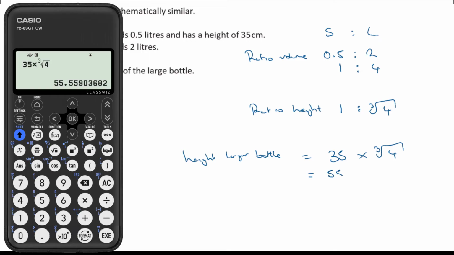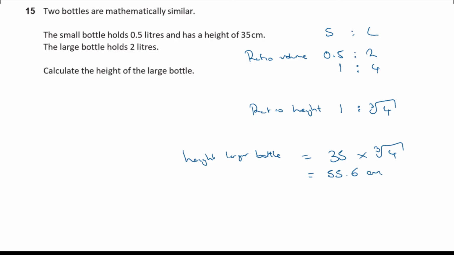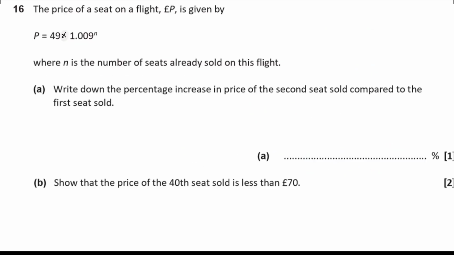That's going to be 55.6 centimeters then, 55.6. Question 16.